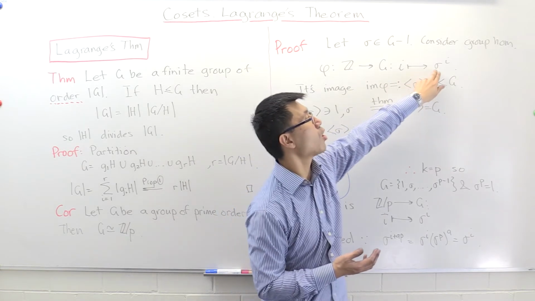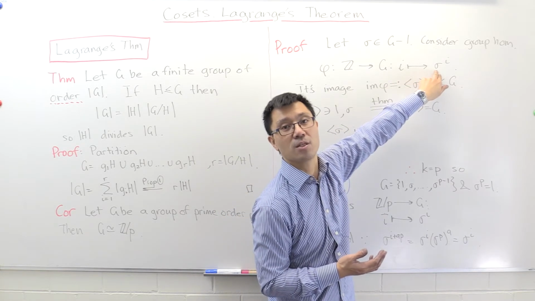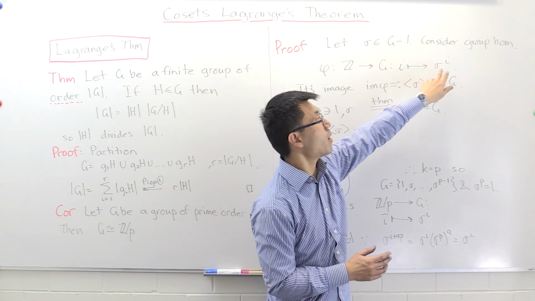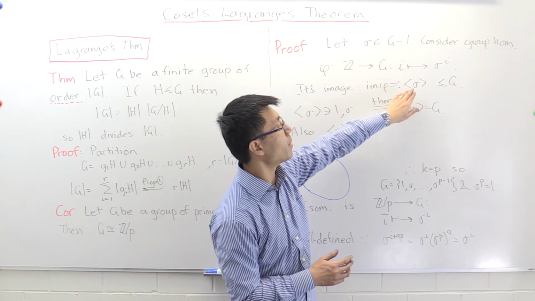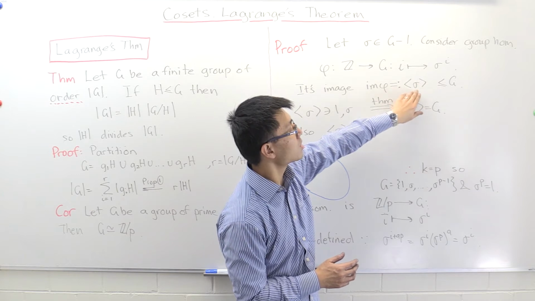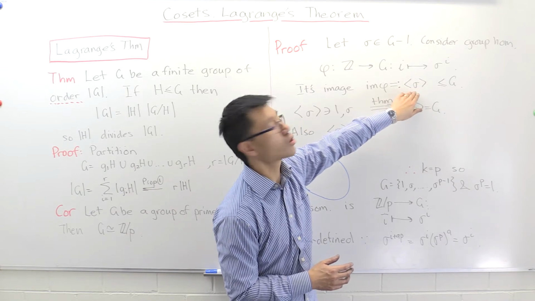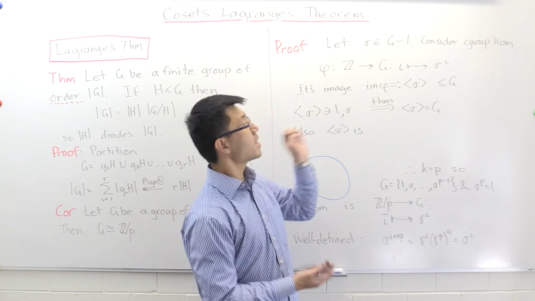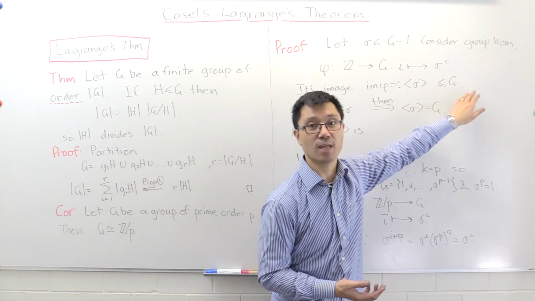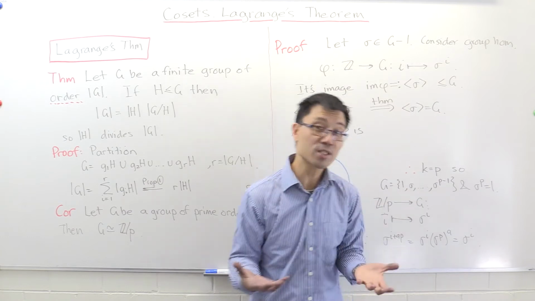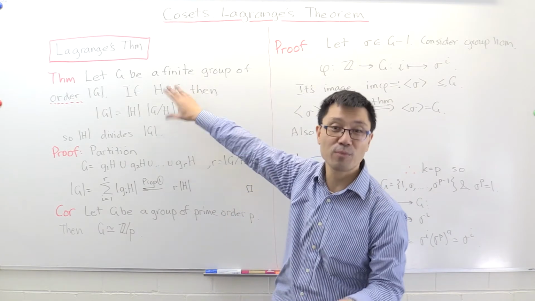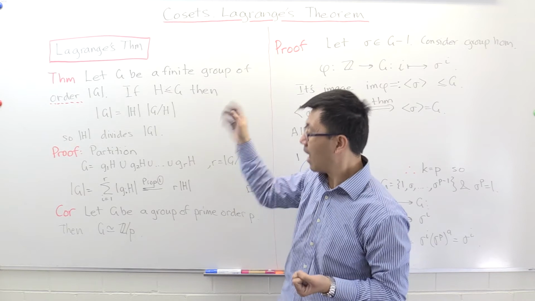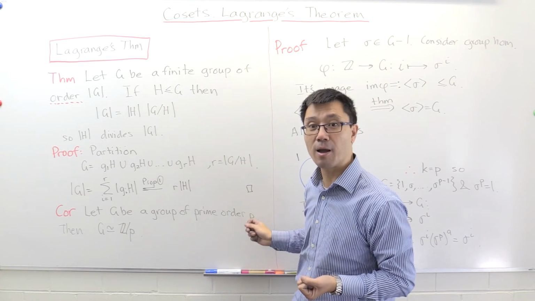And the standard notation for the image is this angle bracket sigma angle bracket. The image is just all the powers of sigma, both positive, negative, and also the 0th power, which is the identity. So all the powers of sigma, and we use this notation here, and it's also called the subgroup of G generated by sigma. And being the image of a group homomorphism, it's a subgroup of G. So we've got a subgroup of G, and once we have a subgroup of G, we can apply Lagrange's theorem. And that's where we use the fact that this is prime.